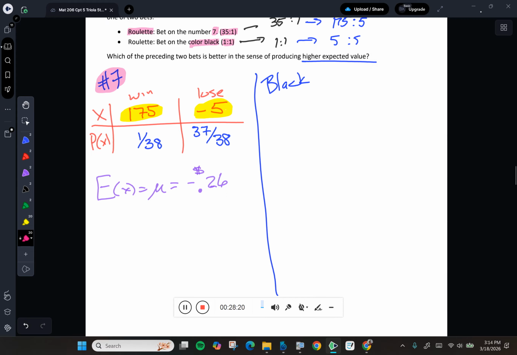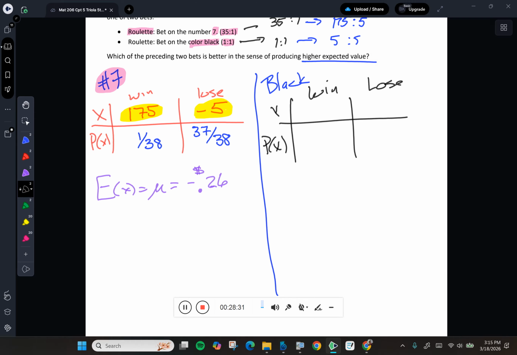So let's do that. All right, first things first, set up our probability distribution. We have X's. We have P of X's. We have two outcomes. We either win when we bet on black or we lose when we bet on black. If we win, $5. If we lose, our $5. The probability of winning is, let's see, on the roulette wheel, there are 38 spots. 2 are green. The rest are split evenly between black and red. So that's 36. So that's 18 black and 18 red.